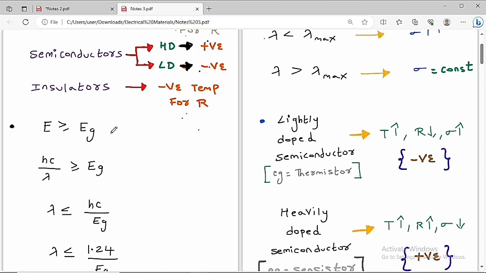Then what is going to happen? If it goes from valence band to conduction band, the free electrons in the conduction band will increase. So because of that, the charge carriers will increase, and so the conduction will increase. What is the formula? hc by lambda is greater than or equal to Eg.